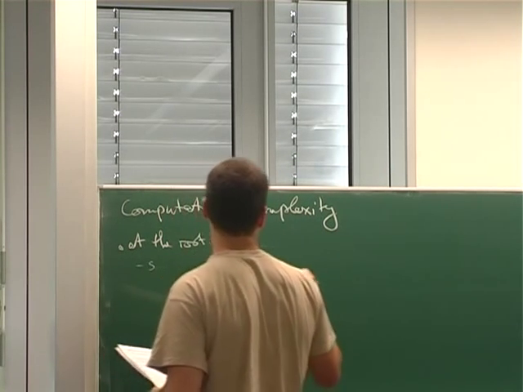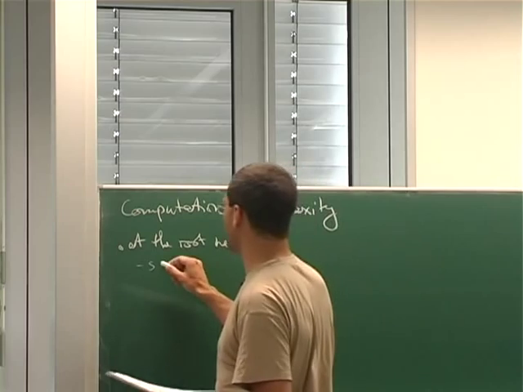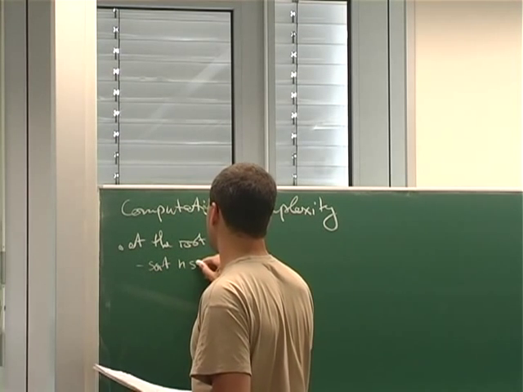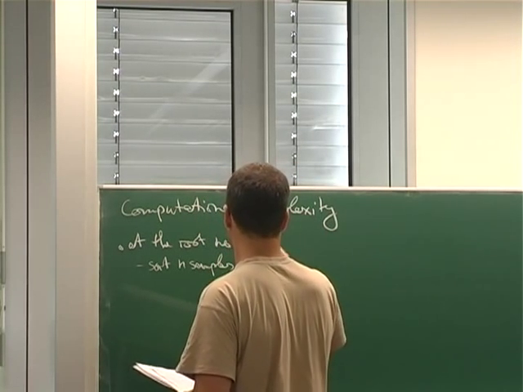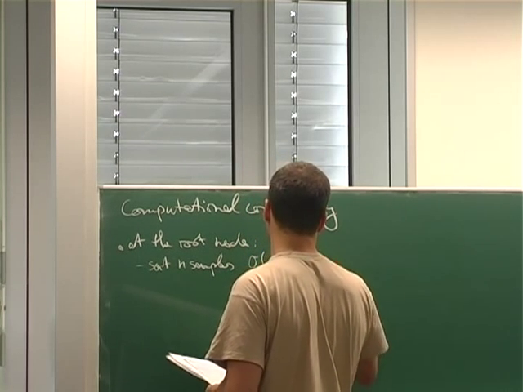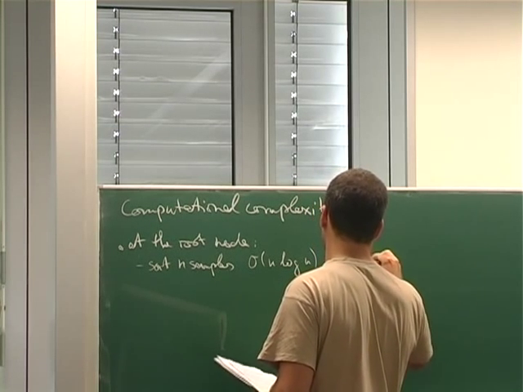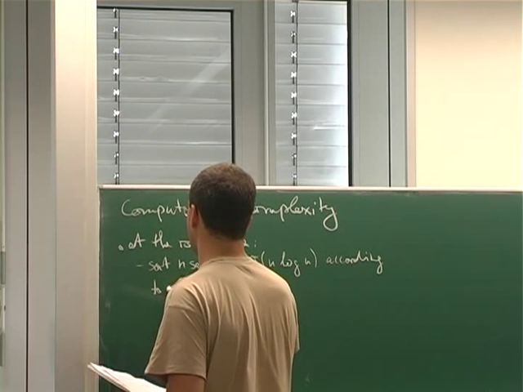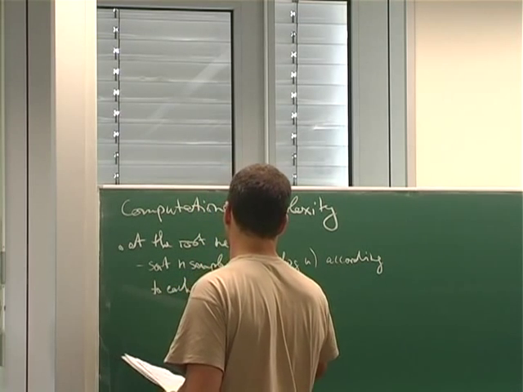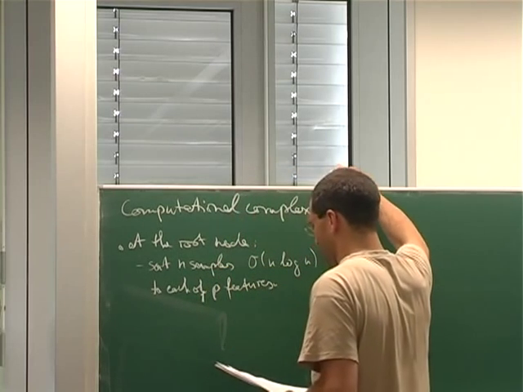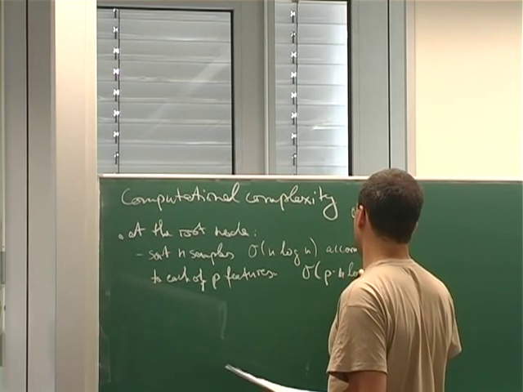If we use such monothetic splits, so if we just split orthogonal to the feature axis, we only need to sort the samples in order to find the best position, which is log linear in cost. But we need to do so according to each of our p features. So that overall we get at this stage p times n log n.